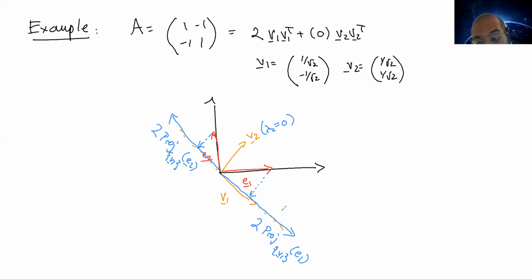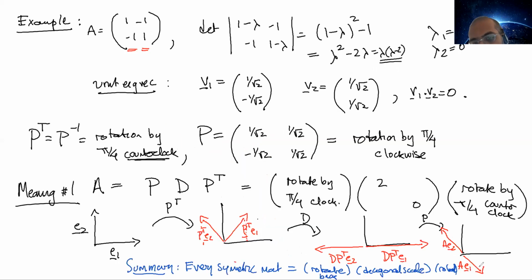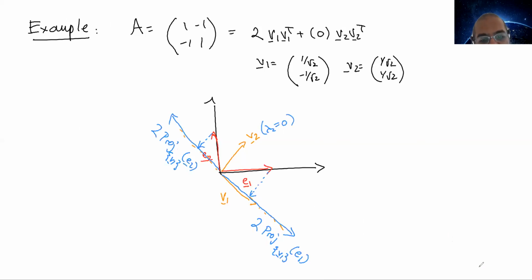And that's the same as what we got in the other meaning, right? It should be the same. It's the same answer, right? AE1, AE2. But it's a different way of interpreting it, that every symmetric matrix is just a weighted sum of projections, and the projections are onto the eigenvectors, which are orthogonal. Okay, so any questions about this?